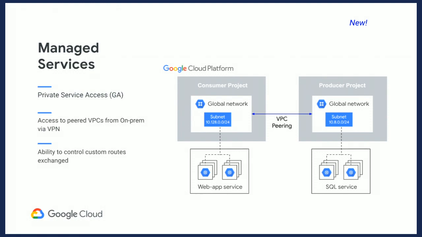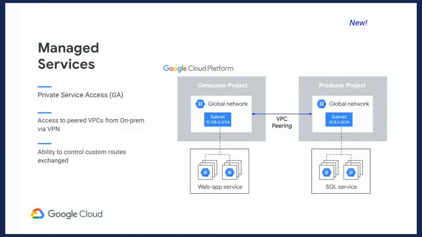Now the next thing is that of accessing managed services. If you would like to connect two VPCs in two different organizations, then you can use VPC peering. You can also use VPC peering to connect two VPCs in the same organization if you would like to separate out the network administrators for the two different workloads. We're really excited to announce that private service access is now generally available.